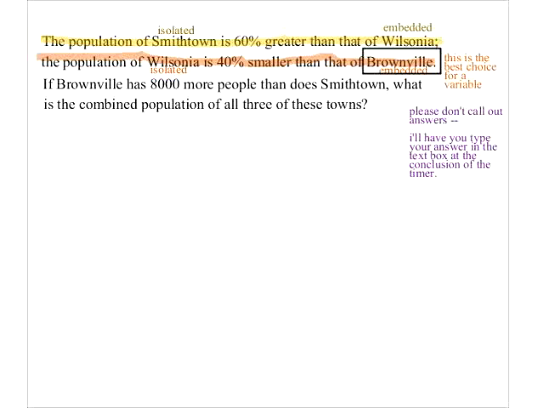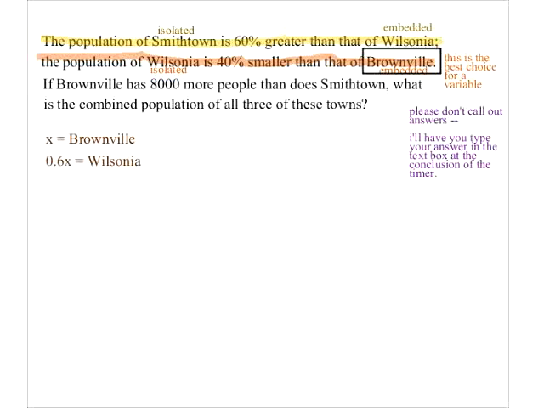Now, I'm assuming a certain knowledge of percentages on your part. Let's say x is Brownville. So let's put this in brown. It's Brownville. Then in this case, how do you do 40% smaller than? In the text box, how do you do 40% smaller than? It is 60% of, so this is 0.6x. That's Wilsonia. You don't want to do times 0.4 because that's 40% of. You want to multiply by 0.6.